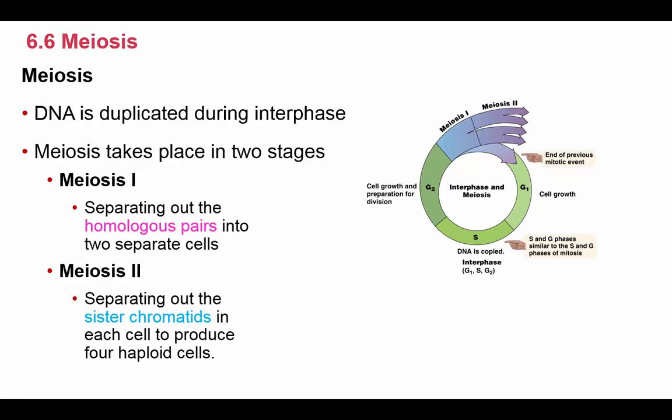So unlike mitosis, where the cell only divides once, meiosis is going to divide the cell twice. In meiosis 1, the whole purpose is going to be to separate out the homologous pairs. We're going to talk about this in a little more detail in just a moment. And then meiosis 2 is going to separate the sister chromatids into 4 haploid cells. So the general process here is to take a cell, to divide it twice to give you 4 cells that are all haploid that can become gametes.